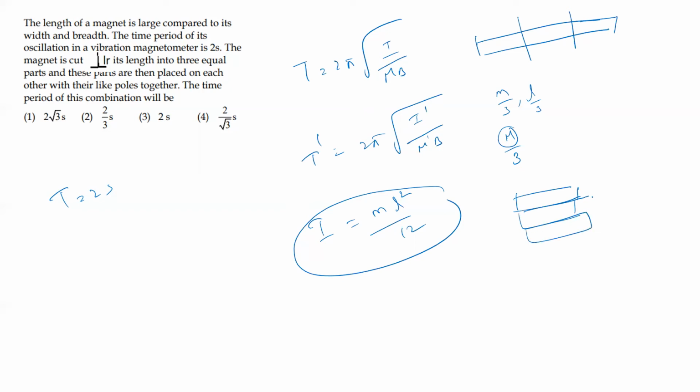Am I correct? So 3 I dash. Here you will get 3 I dash. So the new I dash is what? I dash is equal to m dash l dash square by 12. Clear? Okay. Substitute, you will get the answer. The answer will be 2 by 3. Yes.